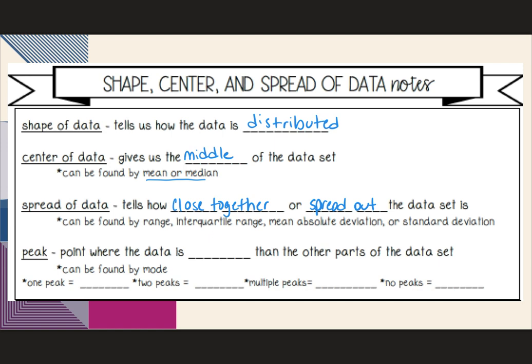And then finally, the peak is going to be where the data is higher than the other parts of the data set. So we can actually name the type of graph by how many peaks they have. One peak is called unimodal. Two peaks is bimodal.